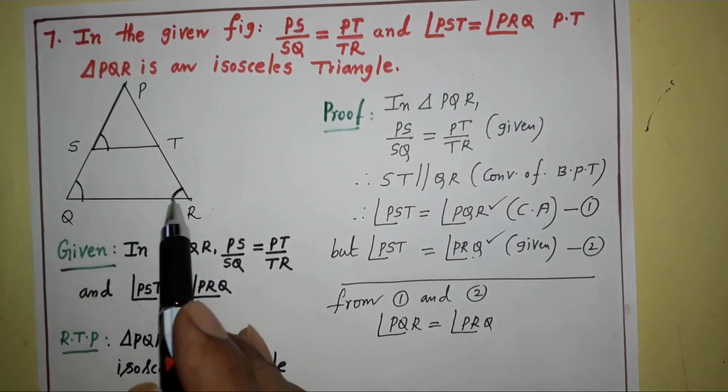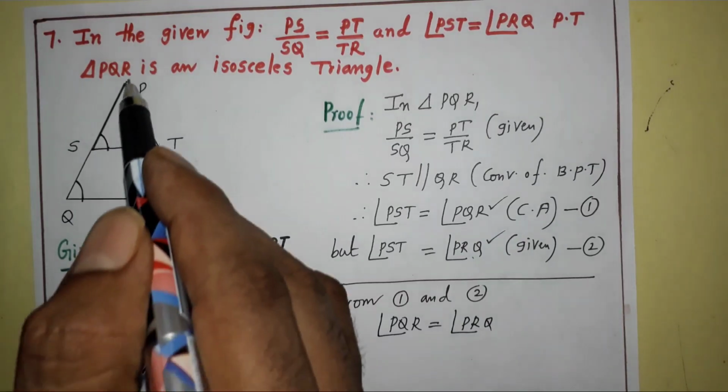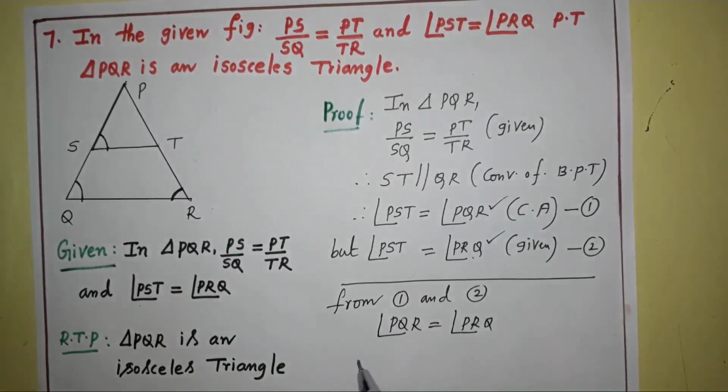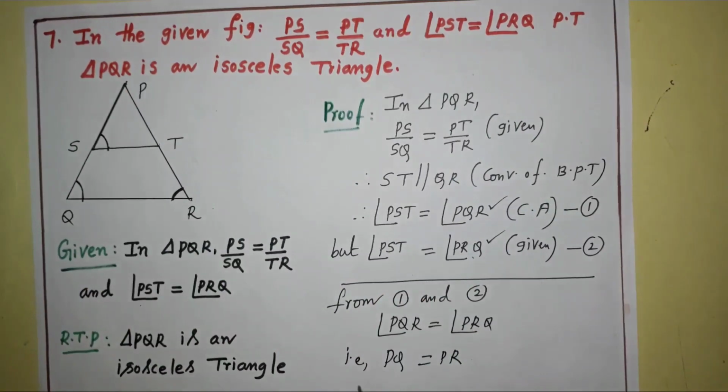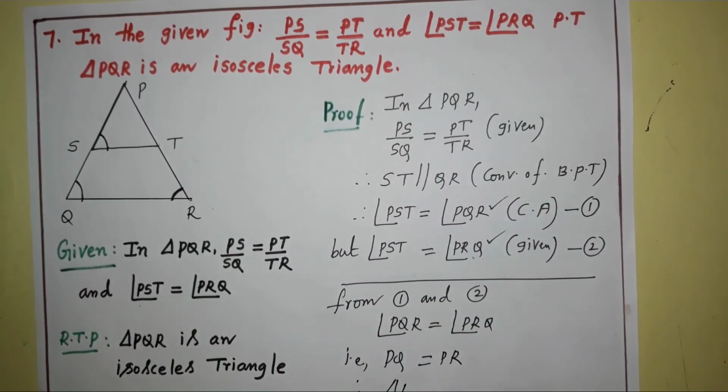Whenever these two angles are equal, immediately their opposite sides are equal. That is, PQ is equal to PR because sides opposite to equal angles are equal. Whenever you get two sides equal, therefore you can say triangle PQR is an isosceles triangle. Hence it is proved.